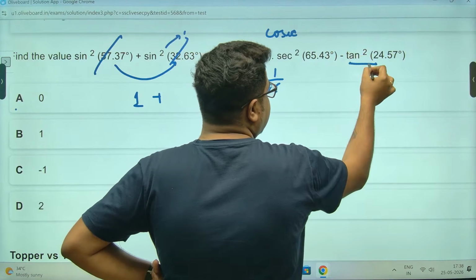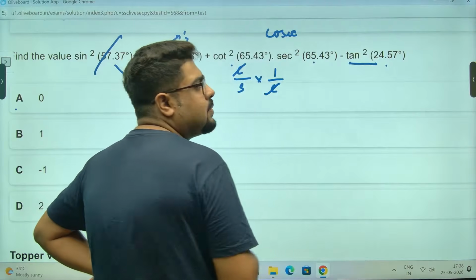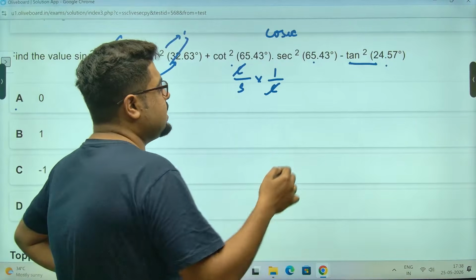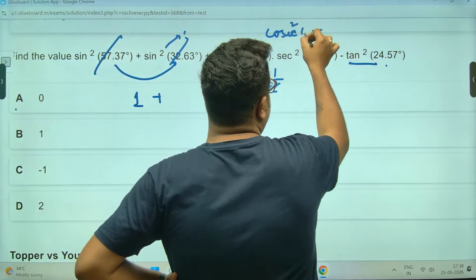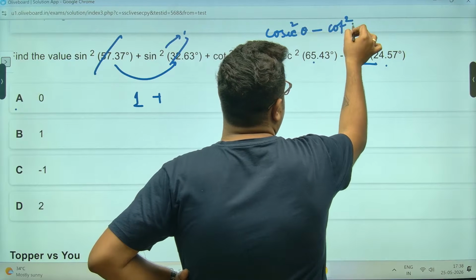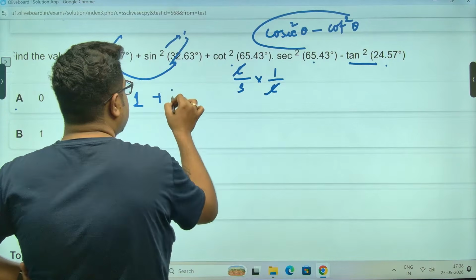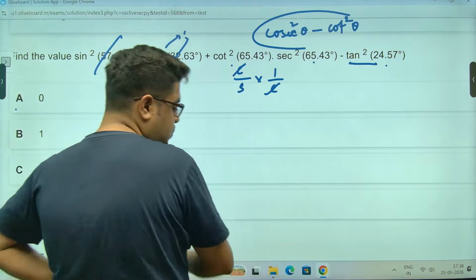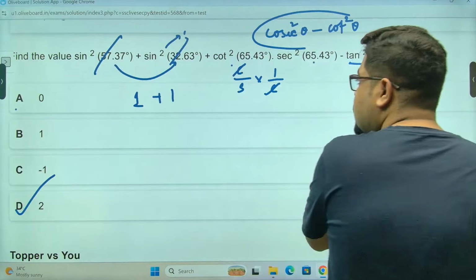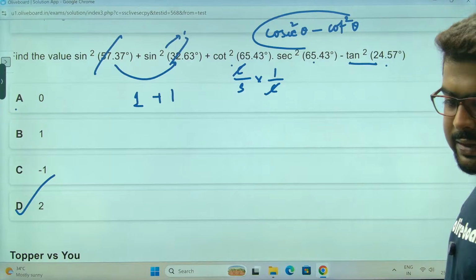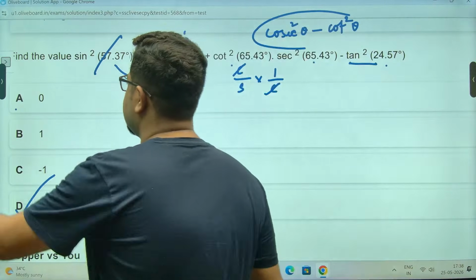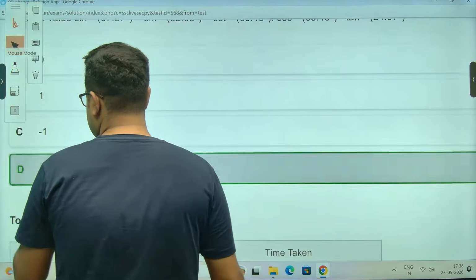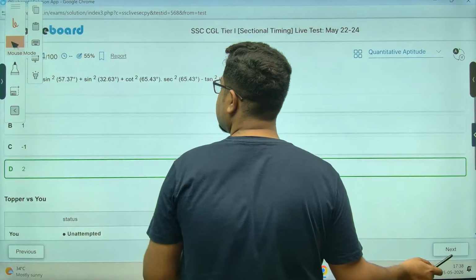Minus this tan. Again, this and this are complementary angles. So this tan I can change to cot. So this is 1, sir, again. So your answer will be option D, 2, sir. Option D, 2 will be your correct answer, because cosec minus cot is also 1, sir. Done.